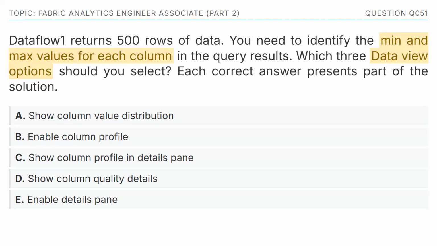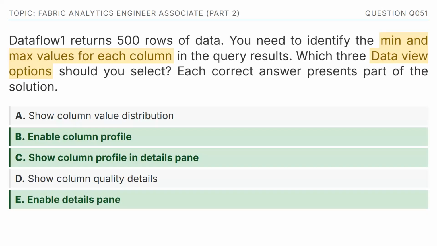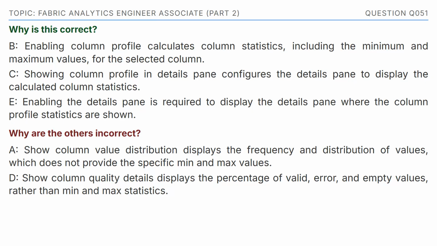To arrive at the correct answer, we focus on the keywords: Fabric Workspace, Data Flow, Min and Max values for each column, Data View options. The correct answers are Option B, Enable Column Profile, Option C, Show Column Profile in Details pane, and Option E, Enable Details pane. Why is this correct?